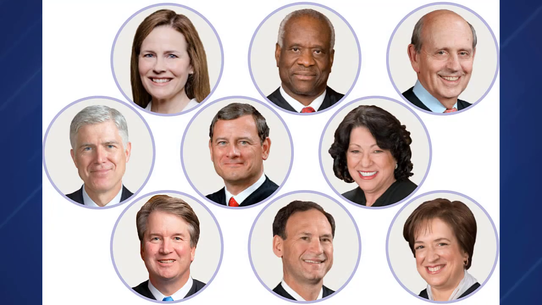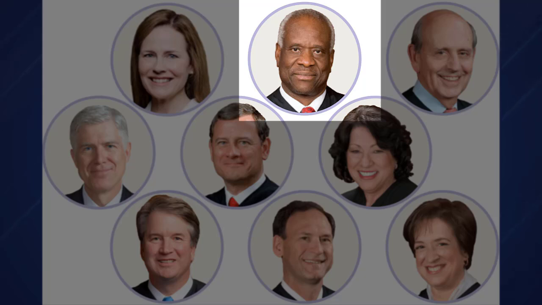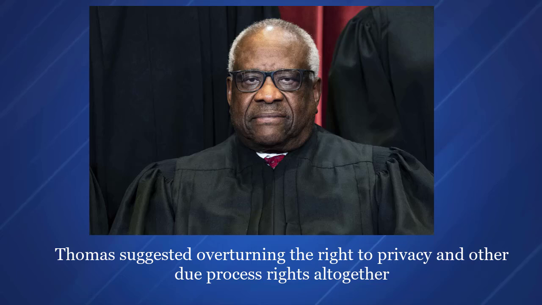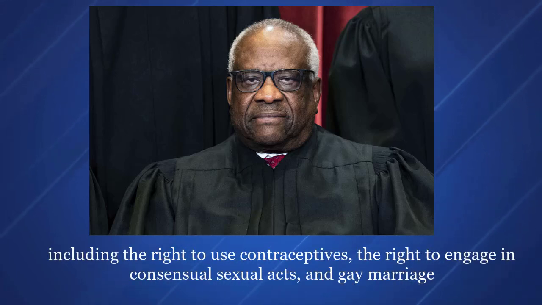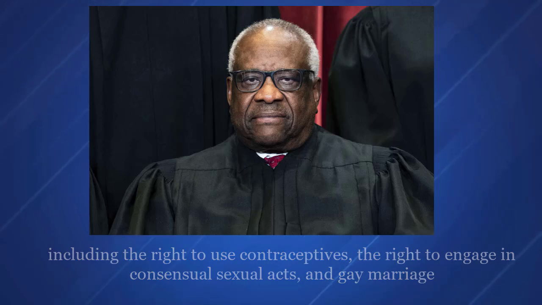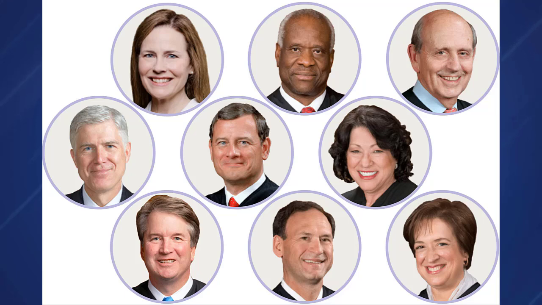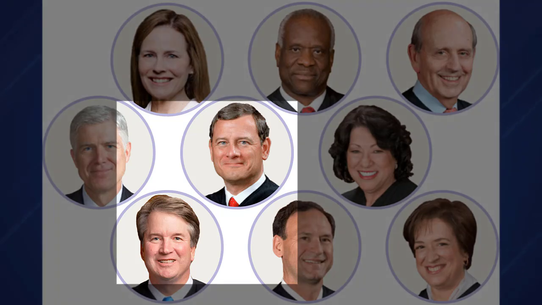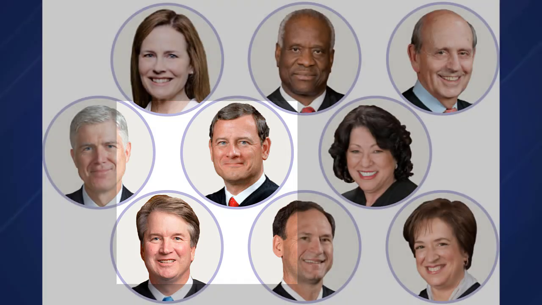Were there other opinions? Concurrences? Dissents? Oh, yes. Justice Thomas wrote a concurrence suggesting the court should also reconsider other precedents based on similar substantive due process reasoning, mentioning rights related to contraception, private consensual sexual acts, and same-sex marriage. That caused quite a stir. Did other justices agree with that broader view? Not explicitly in their concurrences. Justices Kavanaugh and Roberts wrote separately, emphasizing that the Dobbs decision was specifically about abortion and didn't necessarily threaten those other precedents.